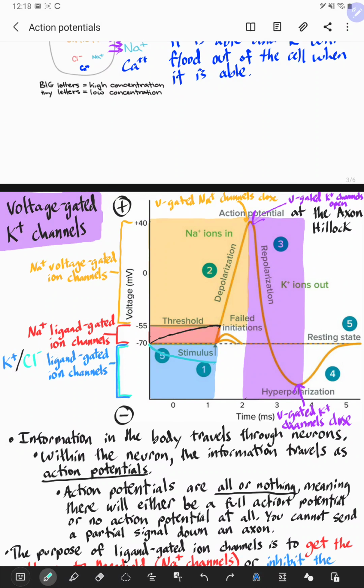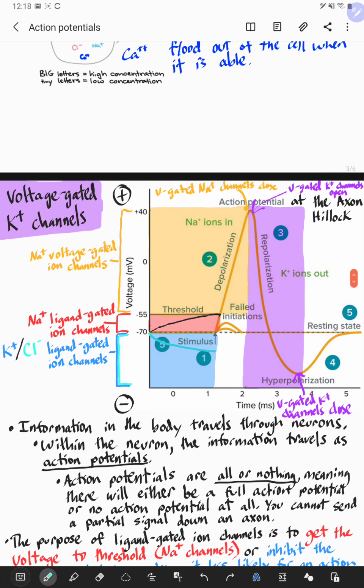So voltage-gated sodium channels didn't open. And since the voltage-gated sodium channels didn't open, we didn't get this big spike in voltage. And since we didn't get this big spike in voltage, we never got to positive 40 millivolts. And since we didn't get to positive 40 millivolts, the voltage-gated potassium channels are never going to open, because that's the voltage required for them to open.